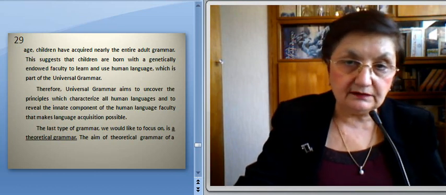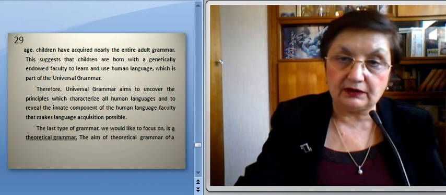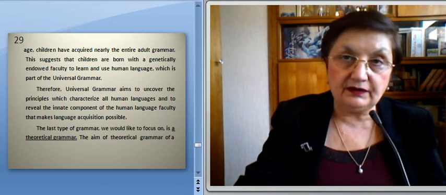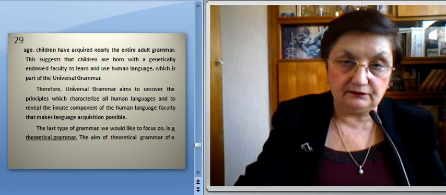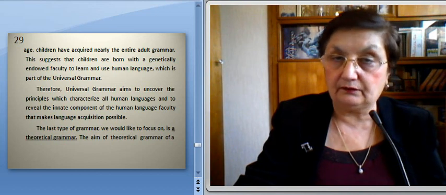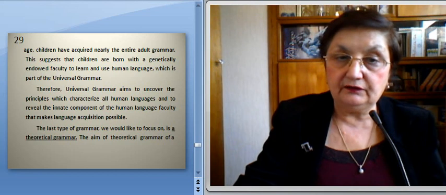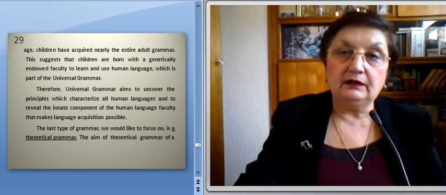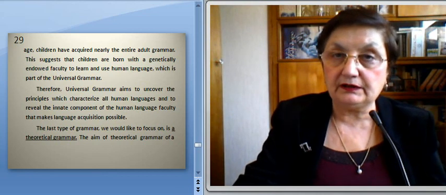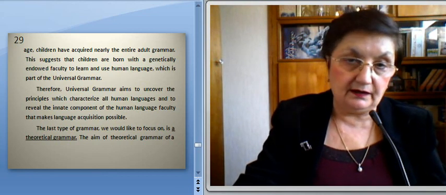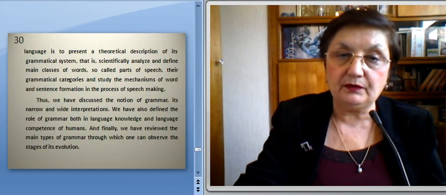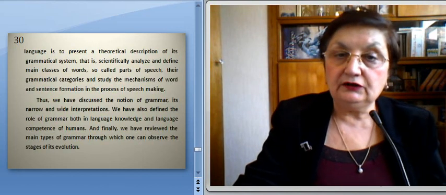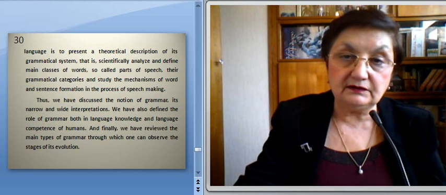The last type of grammar we would like to focus on is theoretical grammar. The aim of theoretical grammar of a language is to present a theoretical description of its grammatical system, that is, scientifically analyze and define main classes of words, so-called parts of speech, their grammatical categories, and study the mechanisms of word and sentence formation and the process of speech making.